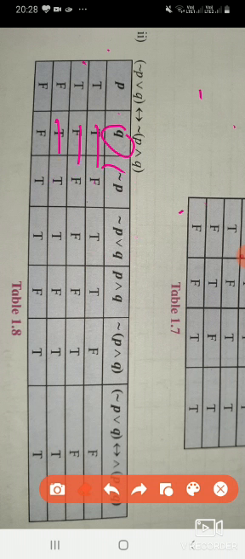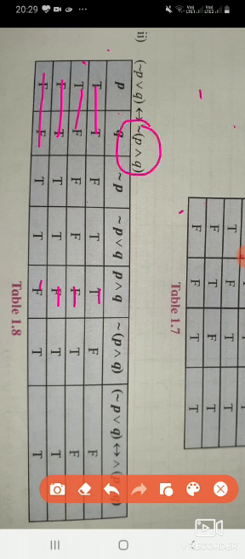Listen, and table. And table means P and Q. In this P and Q, true and true, it is true. True and false, false. False and true, false. False and false, false. Next one, negation of P and Q. Negation of P and Q means, so this is a negation, opposite. True will go to false, false will go to true, true, true.